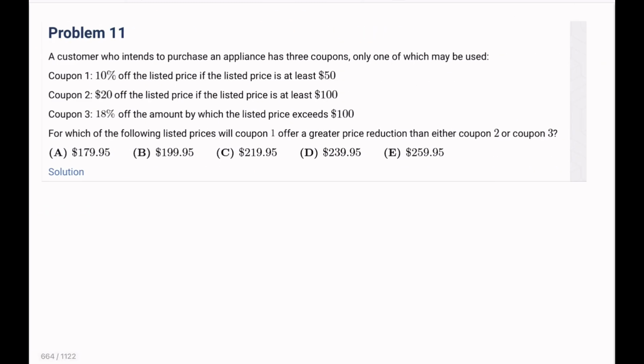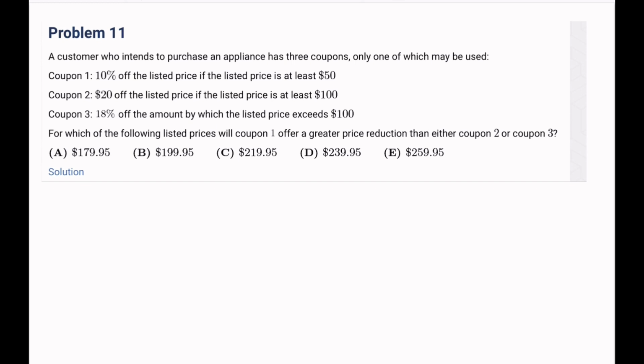Number 11. A customer who intends to purchase an appliance has 3 coupons, only one of which may be used. Coupon number 1, 10% off the listed price if it's at least $50. Coupon 2, $20 off the listed price. Coupon 3 is 18% off the amount by which the listed price exceeds $100, right?